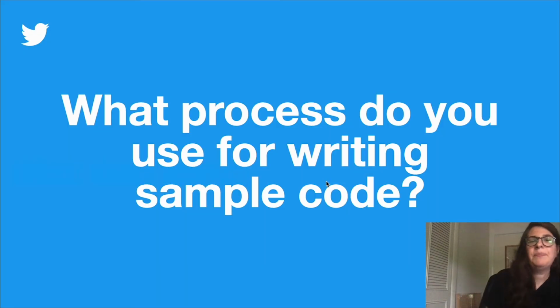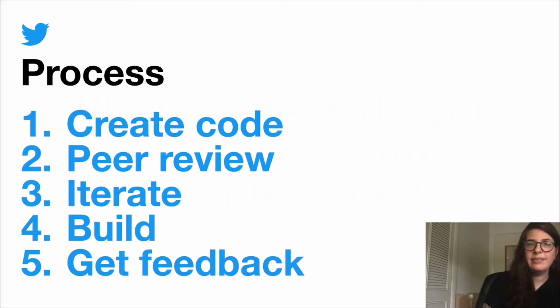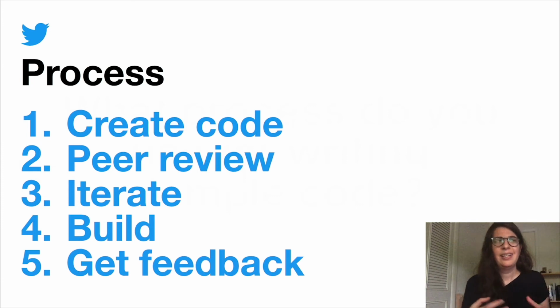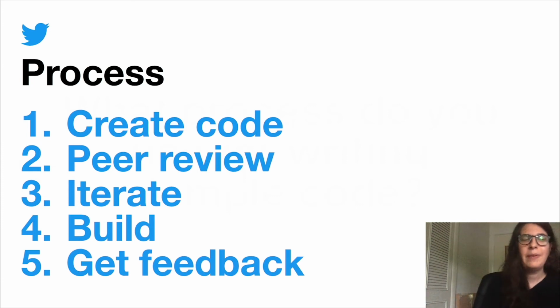So at Twitter, the process that we use for writing sample code is pretty simple. Also, if you have a process that works really well for you and your team, please let me know. Basically, we start with creating code. And then, I like to start with a notebook and think about all the steps and then build it from there. And that, I think, tends to be a very user-friendly way to build code. And then we have peer review.